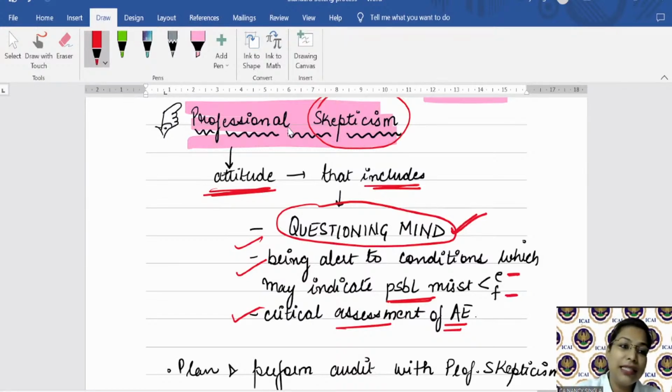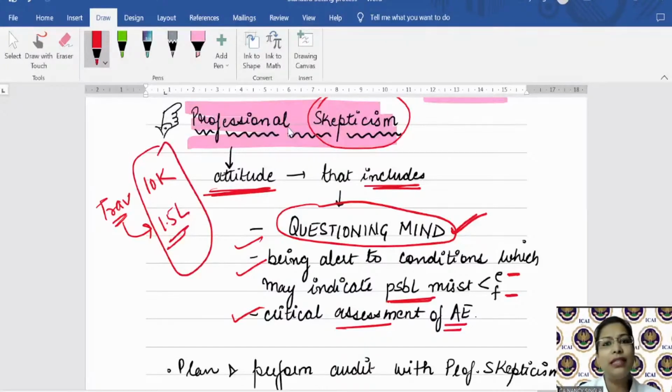Last year, let's say the traveling expense of the company was 10,000. Okay, this year this traveling expense has increased to let's say 1.5 lakhs. So I should not accept this like that only. I should apply professional skepticism. Why has there been such a drastic increase in traveling expenses, right. Then only I'll be able to obtain sufficient appropriate audit evidence.